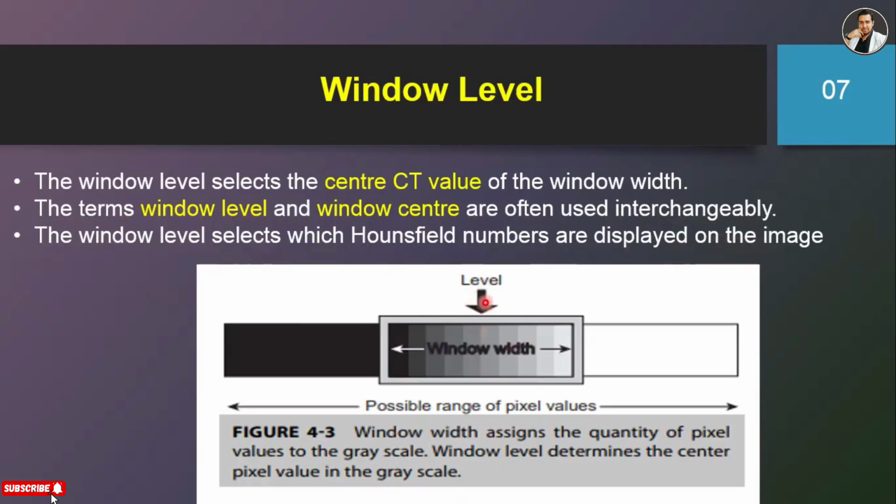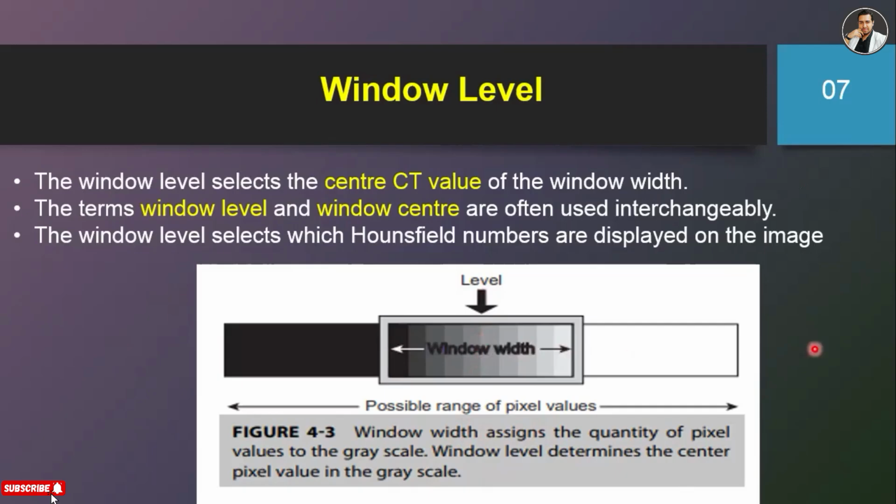The window width assigns the quantity of pixel values to the gray scale. The window level determines the center pixel value in the gray scale. So, the window width is the full range of the Hounsfield units, and the center point of the window is the window level.